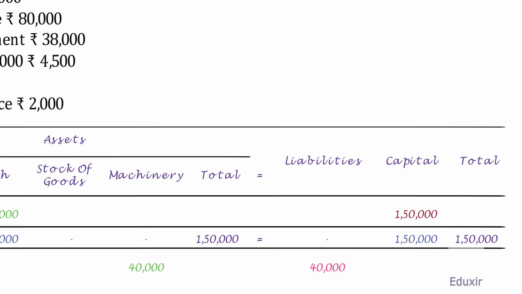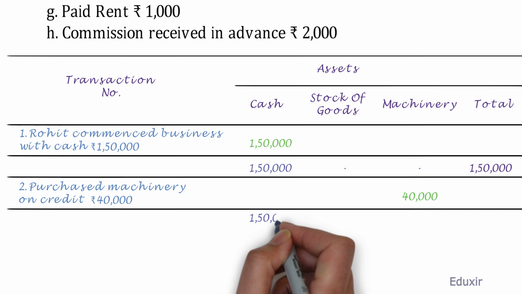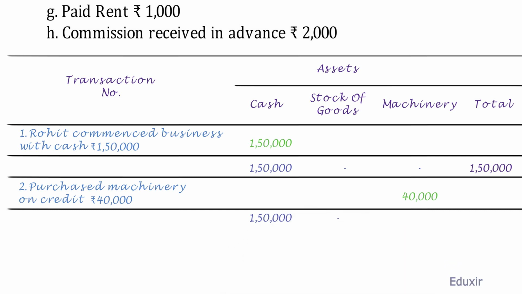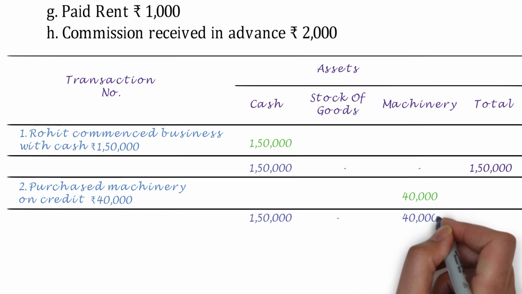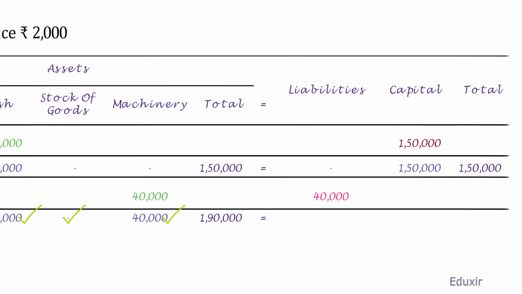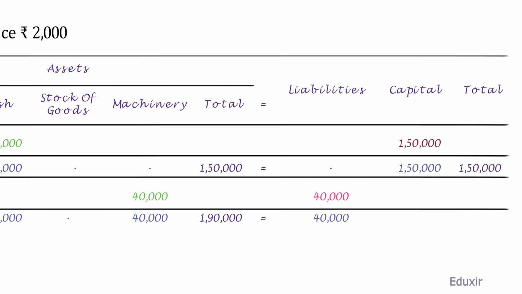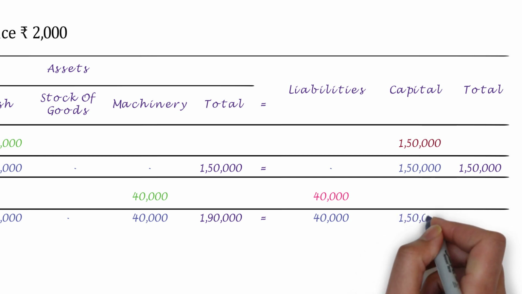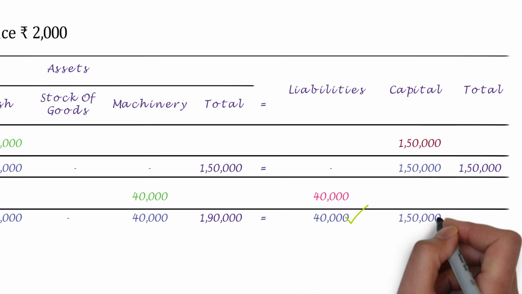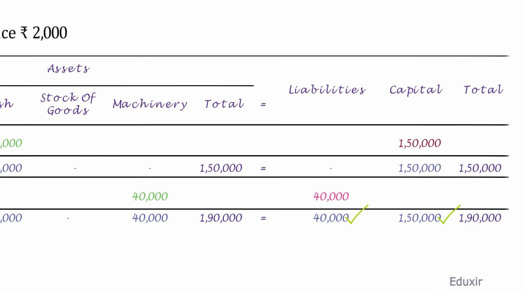At the end of this transaction, the business will have a cash worth of 1,50,000 rupees. No stock of goods yet. The business now has a machinery worth of 40,000 rupees. The total of all the assets will be rupees 1,90,000. The business now has a liability of 40,000 rupees. No change in the capital, and it will be 1,50,000 rupees. The total of the liabilities and the capital would be 1,90,000 rupees. That covers the second transaction.